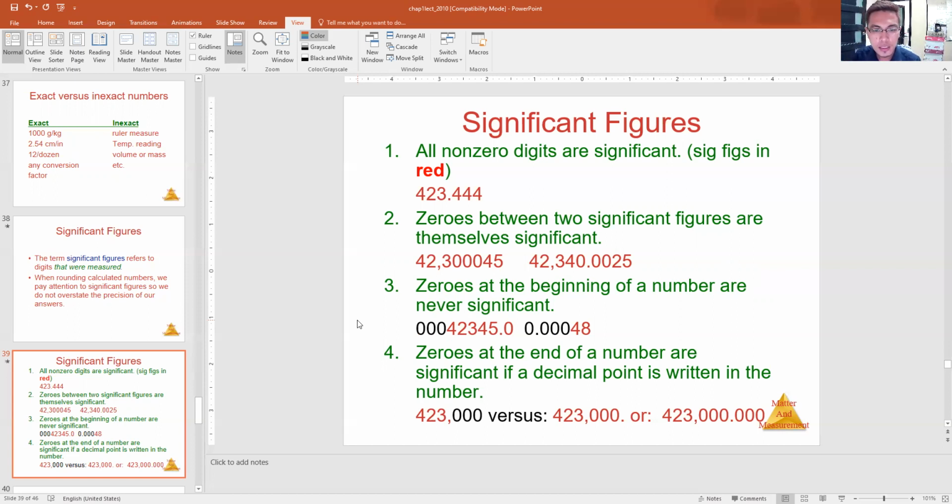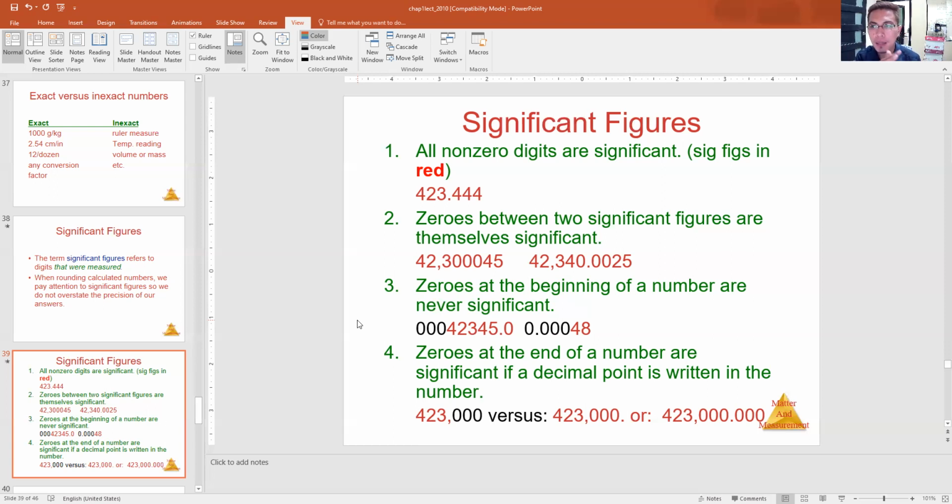Number 3 rule is zeros at the beginning of a number are never significant. So the earlier example had the zeros in the middle. A 0 is significant if it is between two significant figures. But if the 0 is on the left side of the number, these are not significant. So for 0.0042345, the number of significant figures for that is 5, since it is just 42345. The zeros before the number do not count.